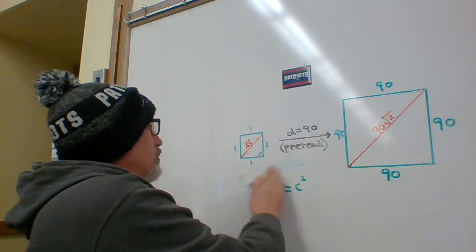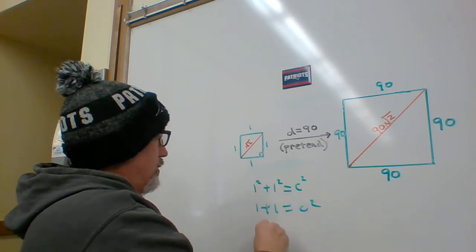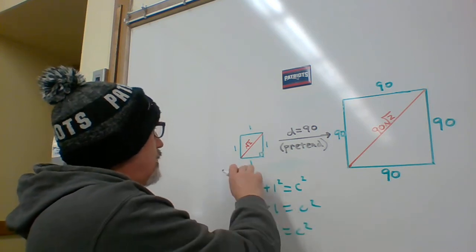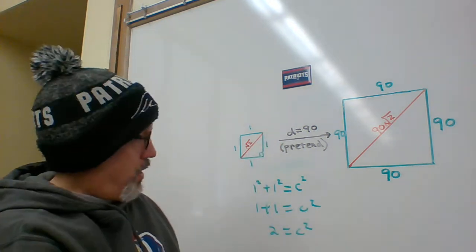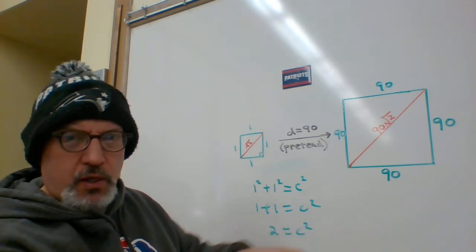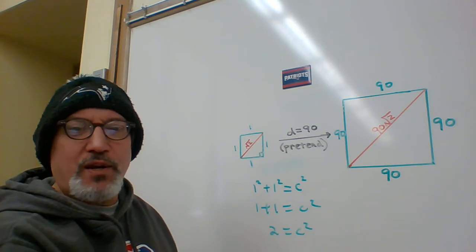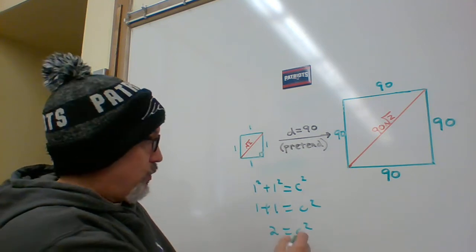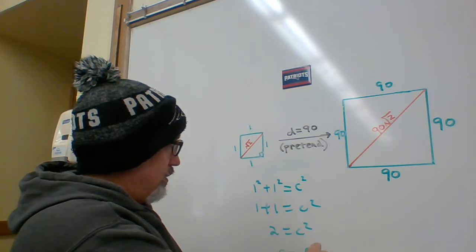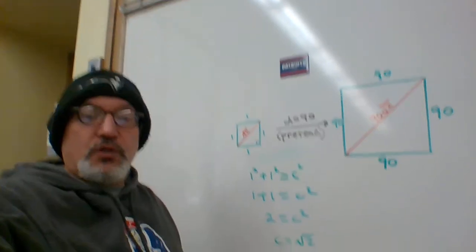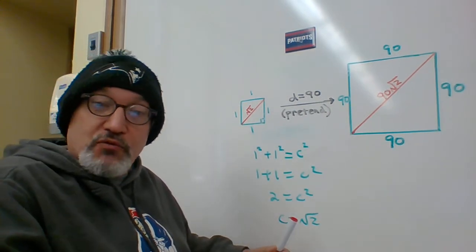Well, when you work this out, 1 plus 1 equals C squared, 2 equals C squared. So the C, which is the diagonal of the square, is whatever number you can square to get 2. And the number that you can square to get 2 is what we mean by the square root of 2. So if C squared is 2, C is equal to the square root of 2. The square root of 2 is irrational. It cannot be represented as a fraction.